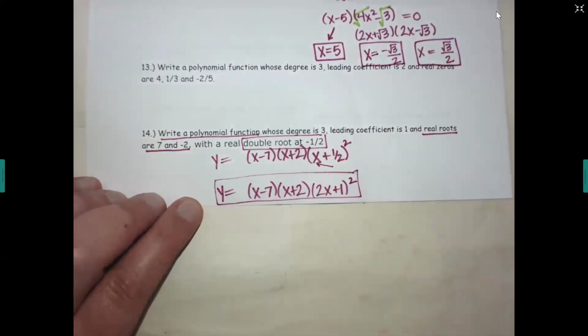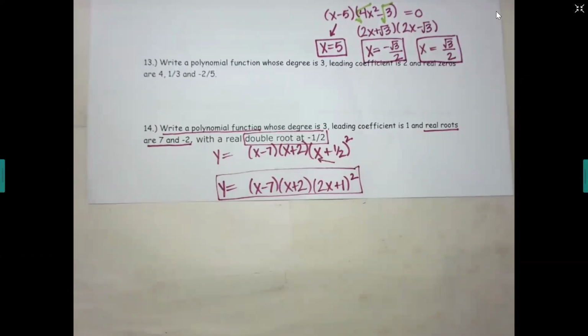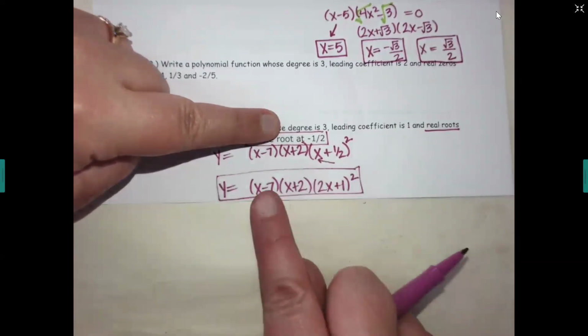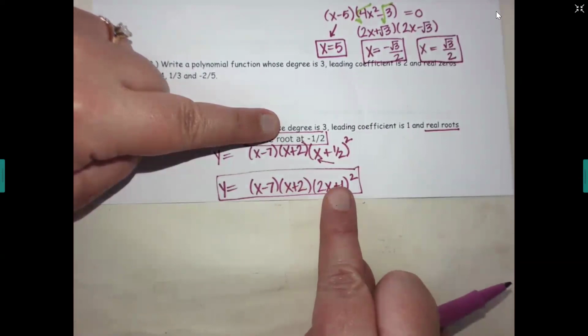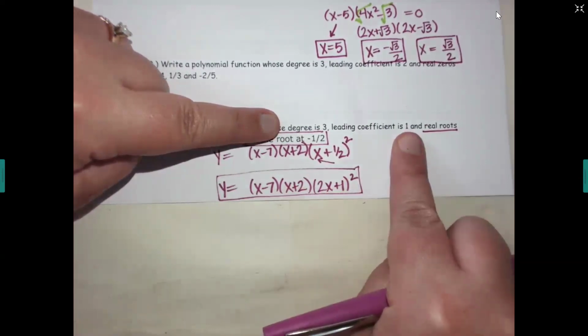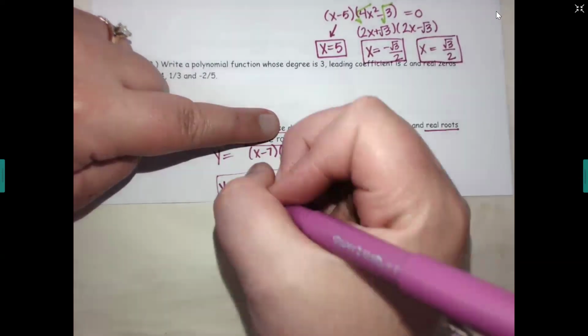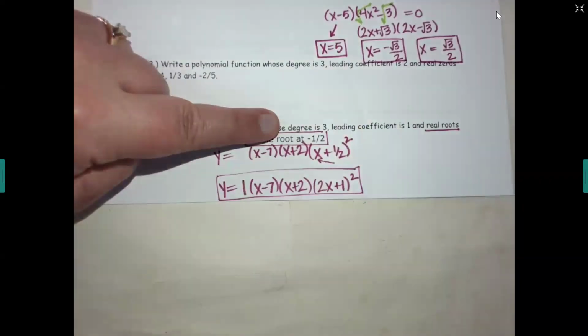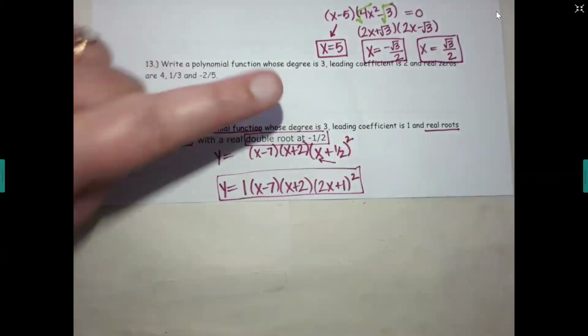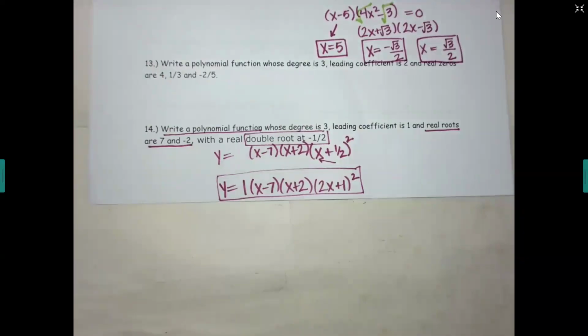Okay? Now, let's talk about the other stuff that we kind of skipped over. If it's a degree 3, that means you should have 3 answers. 1, 2, 3. A leading coefficient is just the number you put in the very front, which is a 1. So leading coefficient is just the number you'd place in the front. Do you have any questions on that?